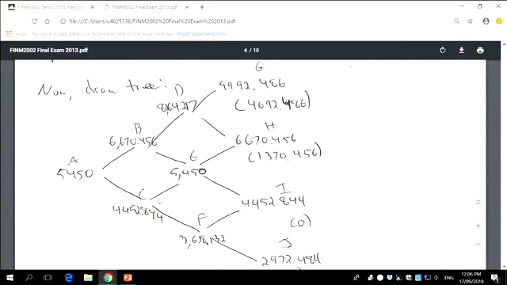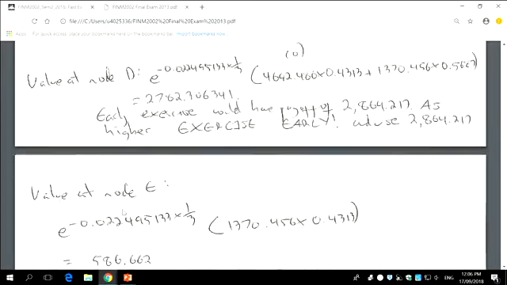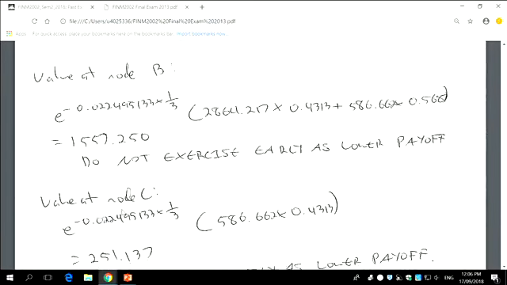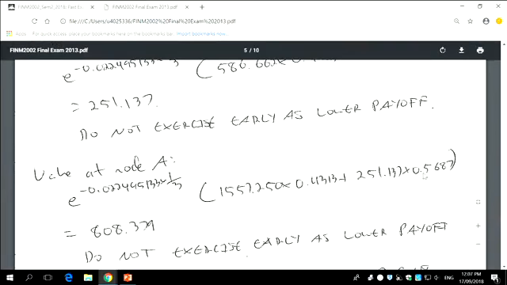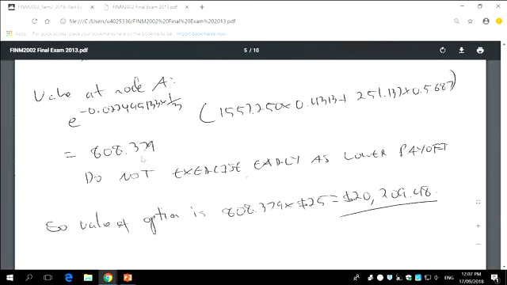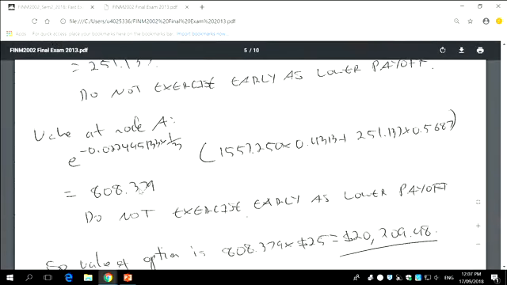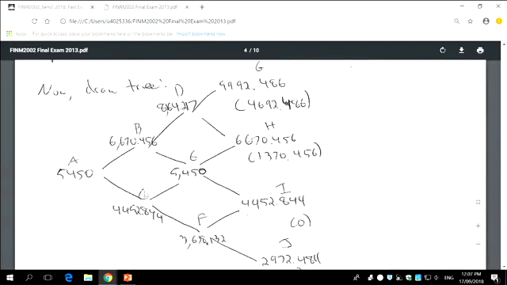Now, exercising early, well, the exercise price is 5,300. You wouldn't exercise early as it would give you a negative value. Okay, so you don't exercise early. Then finally, at node A, I have to bring back the 1557 and the 251. P moving up the tree, 1 minus P moving down the tree. That gives me 808.379. Would I exercise early?